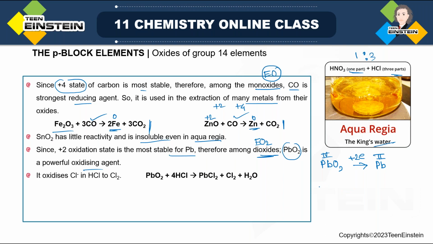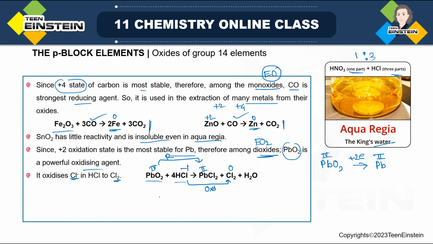So that is the reason it will accept electrons and show oxidizing property. Now some examples where it shows oxidizing property. When PbO2 reacts with HCl, the chloride ion present in hydrochloric acid is converted to chlorine. That means from -1 it is converted to 0, and here lead goes from +4 to +2. So PbO2 itself is reduced and it will oxidize other species.